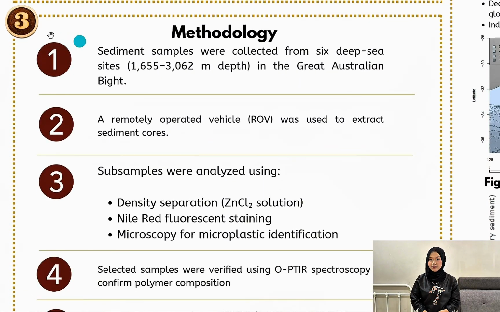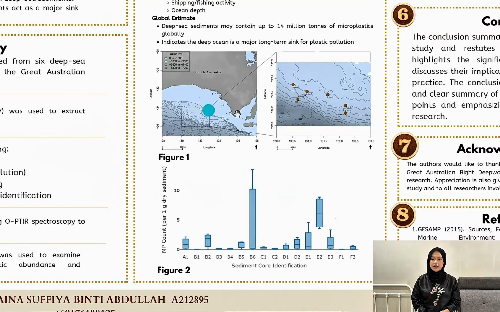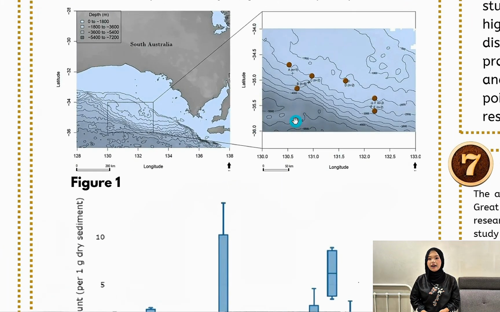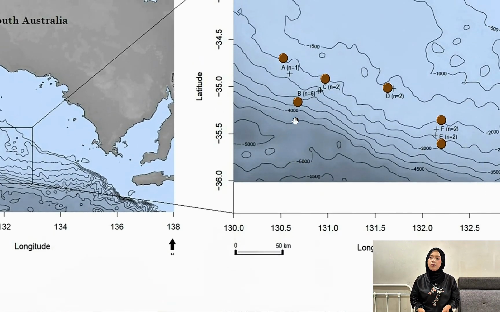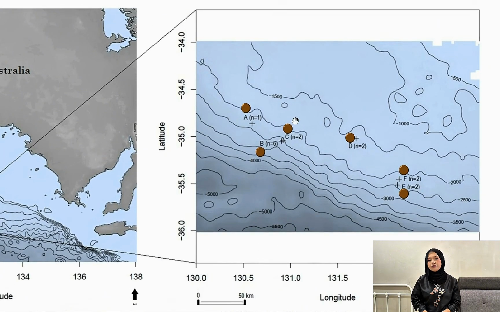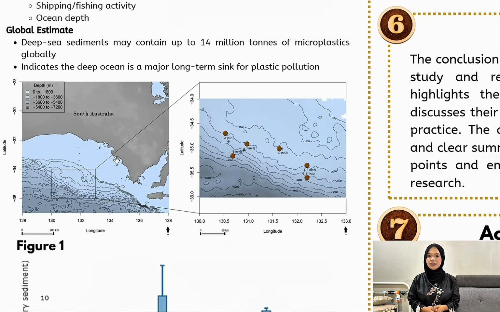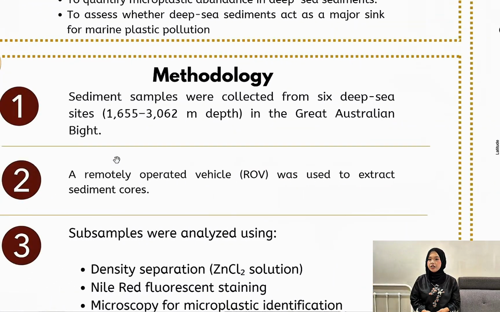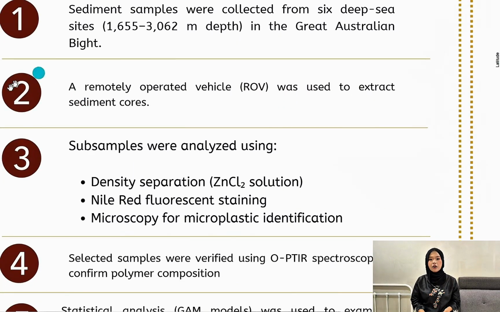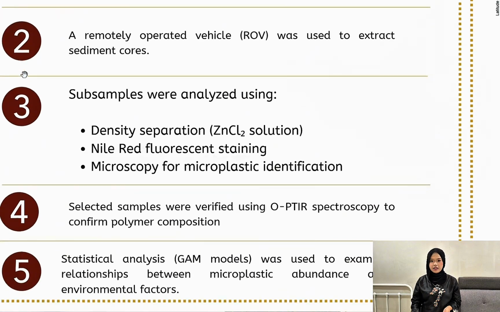The first step in this research is that the researchers collected sediment samples from 6 deep sea locations in the Great Australian Bight. These sampling sites were located at depths ranging from 1,655 to 3,062 meters below sea level. In Figure 1, I put the brown dots to show the 6 sampling locations where sediment samples were collected. Next, the researchers used a remotely operated vehicle, also known as ROV, to collect sediment cores directly from the seafloor.